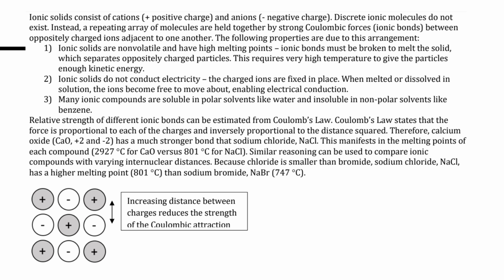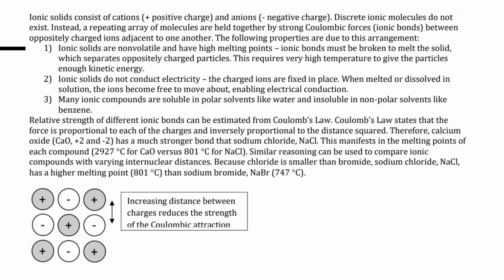Many ionic compounds are soluble in polar solvents like water and insoluble in nonpolar solvents like benzene. The relative strength of different ionic bonds can be estimated by using Coulomb's law. Coulomb's law, remember, states that the force is proportional to each of the charges and inversely proportional to the distance squared. Therefore, calcium oxide, 2 plus and 2 minus, has a much stronger bond than sodium chloride, which is 1 plus and 1 minus.